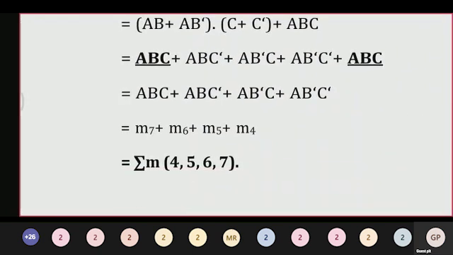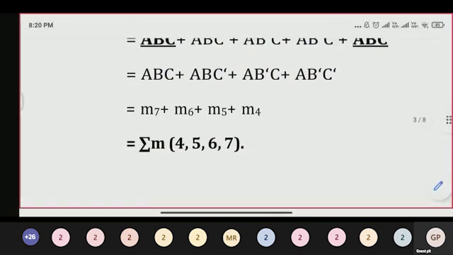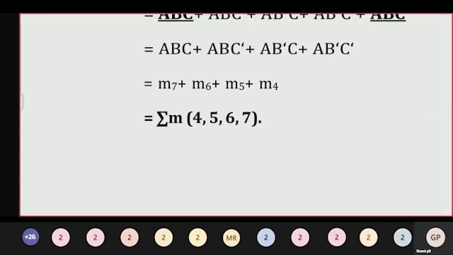ABC is nothing but triple one. Triple one corresponds to the min term M7, and ABC bar corresponds to the min term M6. AB bar C is nothing but 101. 101 corresponds to the min term M5, and AB bar C bar is nothing but 100, and this corresponds to the min term M4. So this will become summation of min terms 4, 5, 6, 7.